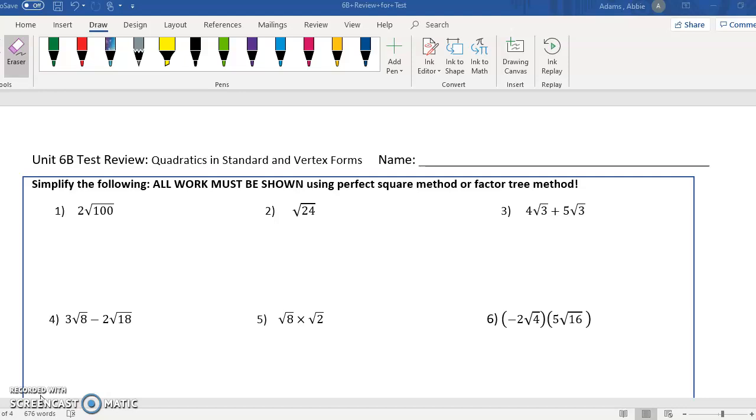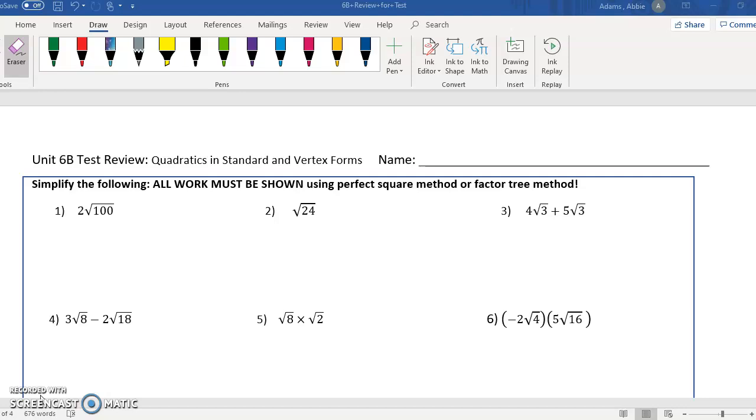The first thing we're going to look at is simplifying square roots or simplifying radicals. It says all work must be shown using either the perfect square method or the factor tree method. I'm going to go with the perfect square method because I feel like this is a little bit easier. So just a refresher, we've got to remember what our perfect squares are.